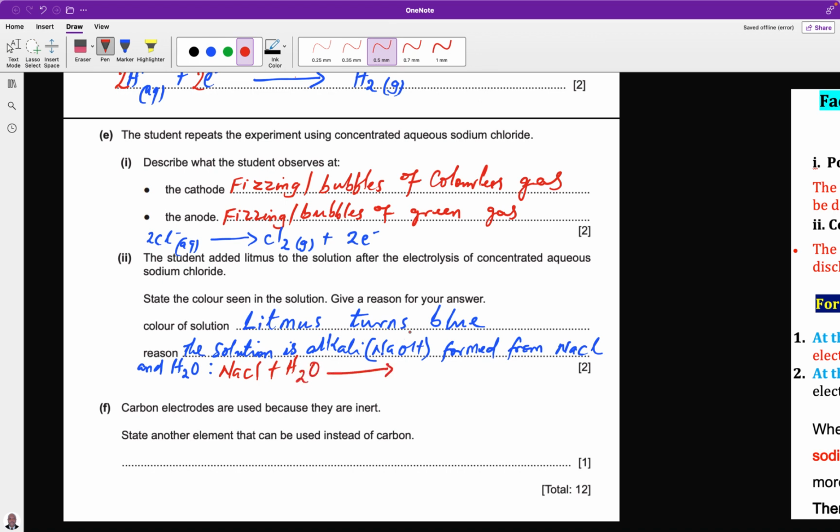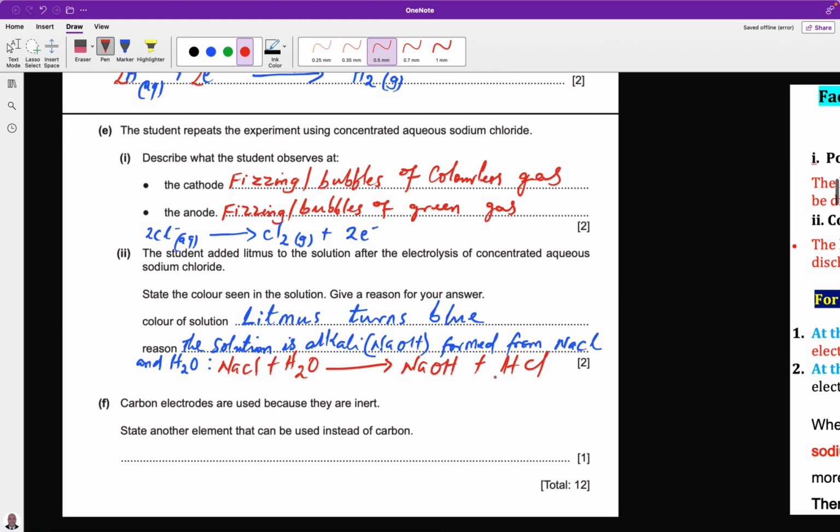It will give us... so litmus turns blue. The solution is alkali, formed from sodium chloride and water. That is it.